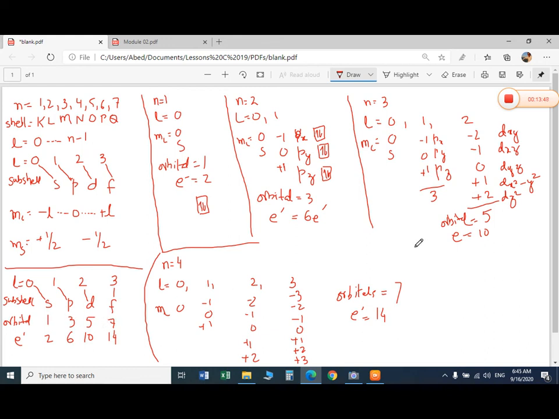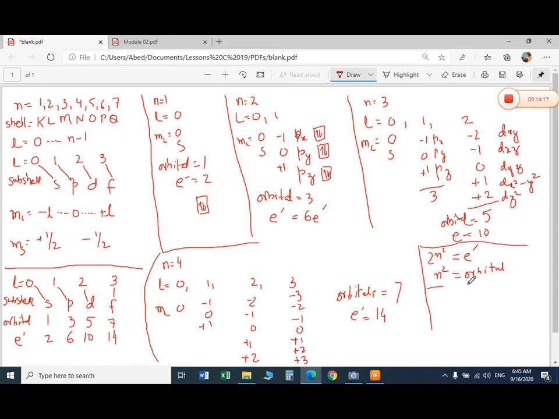The other thing I told you is that when n is given and they are asking the number of electrons, then it is 2n square. This will give you the calculation for the electrons, and simply n square will be equal to the number of orbitals for the shell of that principal quantum number.